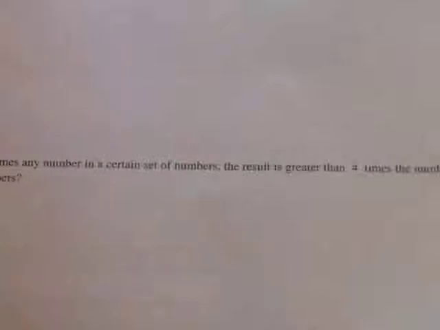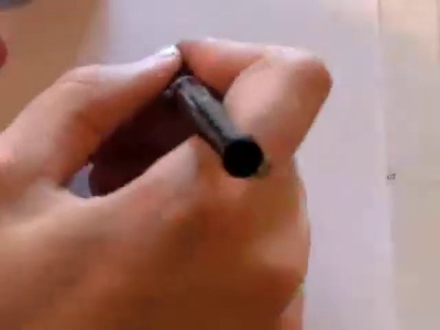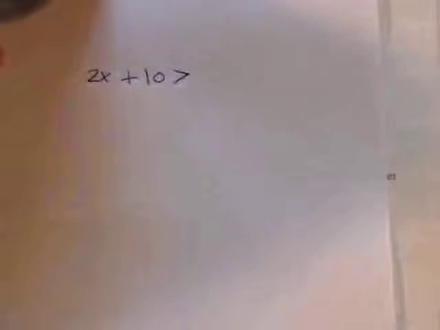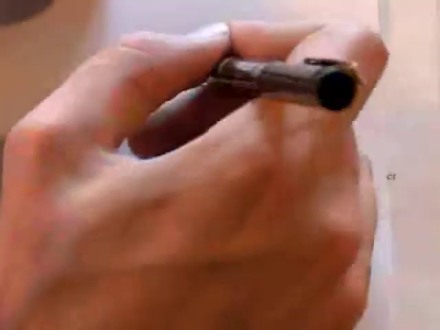Okay, so the result of that is greater than 4 times the same number. So 4 times x. And it says greater, so we don't put an equal sign, we put an alligator eating the larger expression. They say that this is the larger expression, so let's make the alligator eating this side. 4 times x. So now we've written it out.